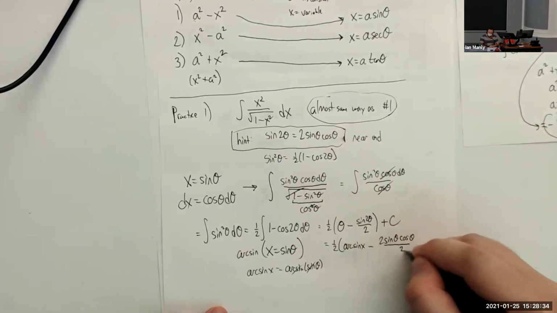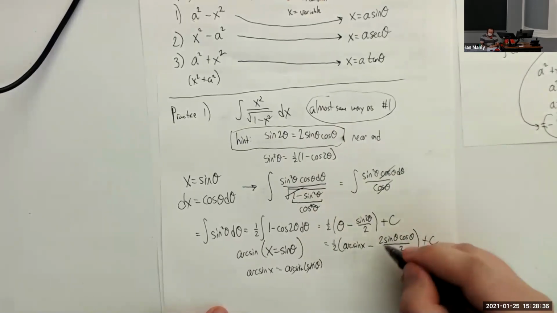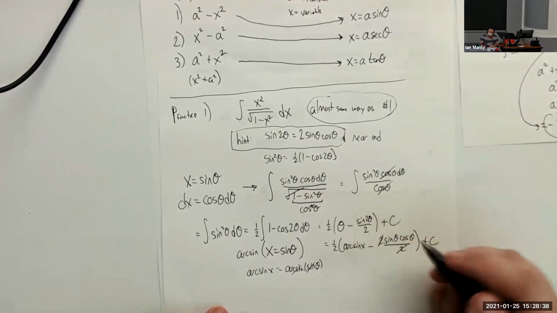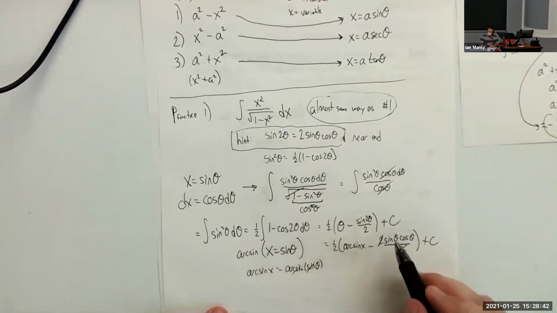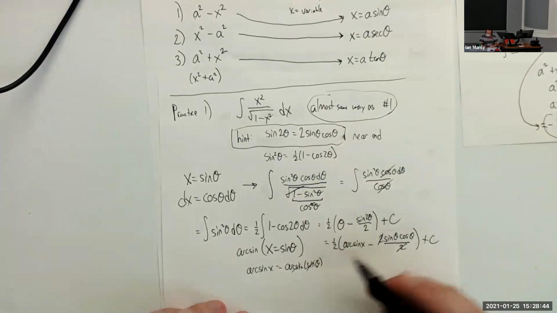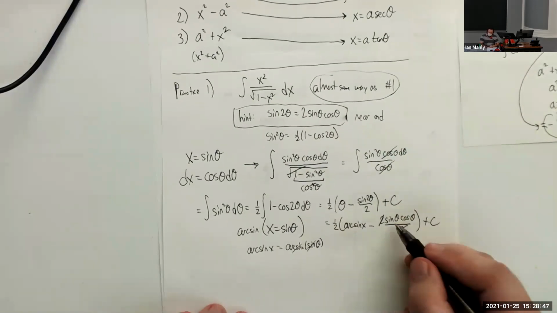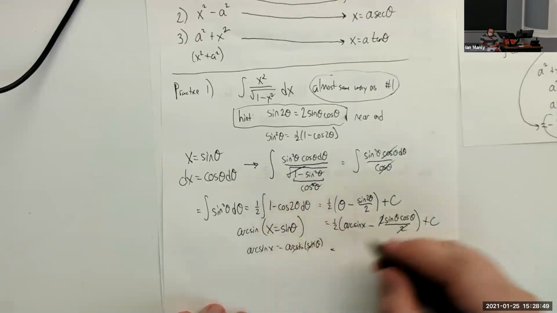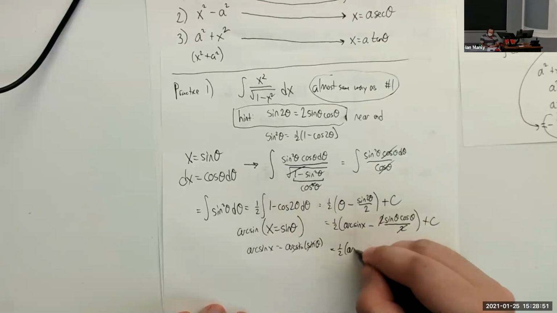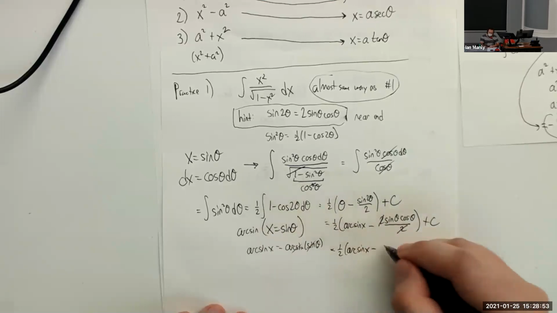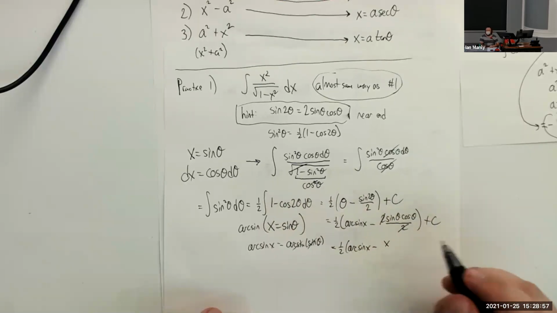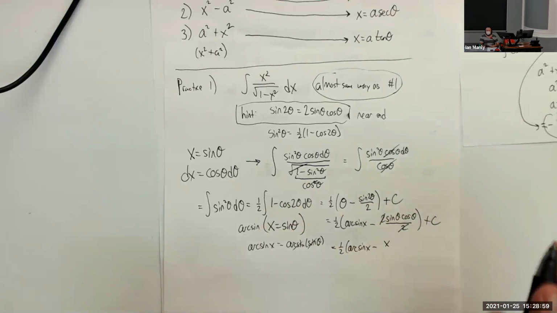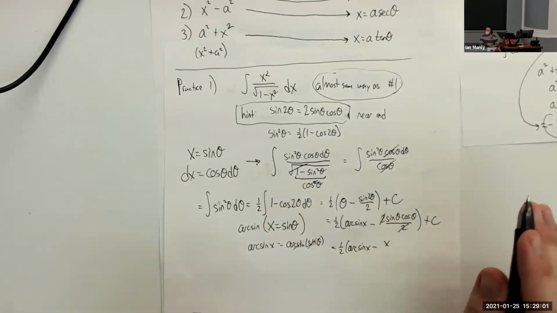We still have the over 2 there. All right, so those will cancel out. And now I have my angle matching what I had for my substitution. So that's good news. All right, so let's see. Sine of theta, we know what that is. That's just x. And then we need to get what cosine of theta is. How do you guys think we're going to get what cosine of theta is in terms of x?